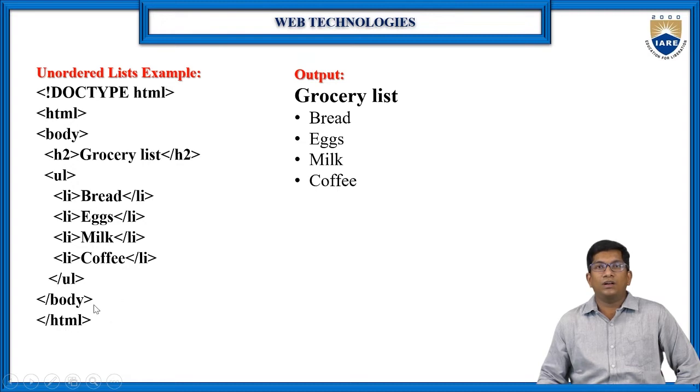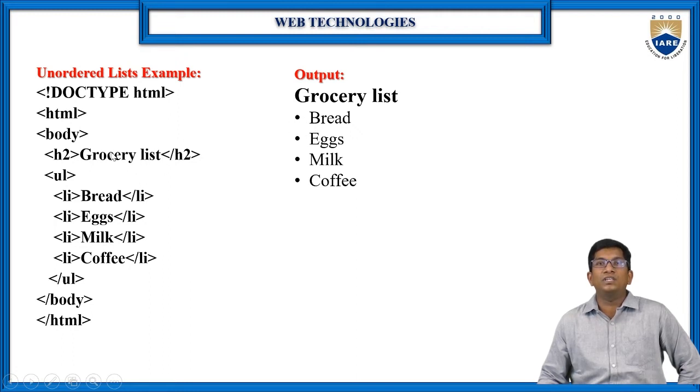After that, you have to end the body and HTML also. That is the syntax or structure for an HTML unordered list. Save this file with .html, and you will get the output, grocery list. We have not used any type here, so by default it displays disk. It displays the list of items, that is bread, eggs, milk, coffee. So the default is disk.